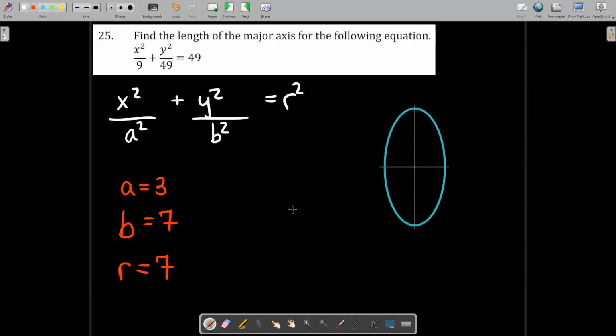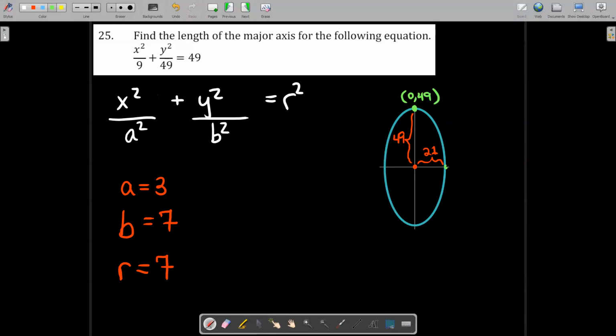Now, this is the way it works. The length from the center of your ellipse to the edge of your ellipse along an axis is equal to the R value times either the A or the B value, depending on whether you're talking about the horizontal or the vertical. So the distance from here to here is going to be 7 times 3. So from there to there is 21. And the distance from the center up to the top of this ellipse is going to be 7 times 7, or 49. So that means that this point up here is going to be located at 0, 49.